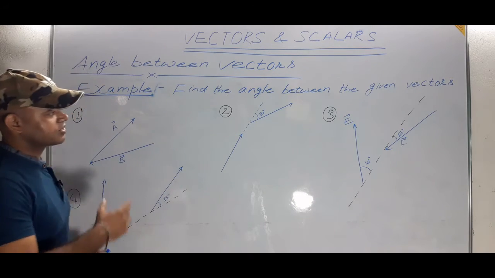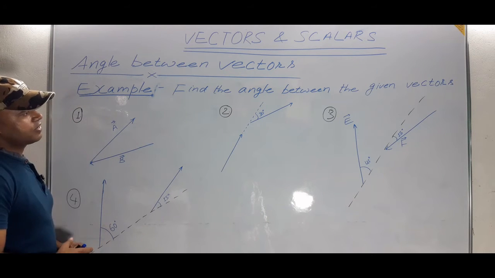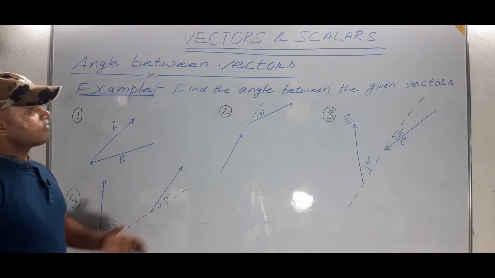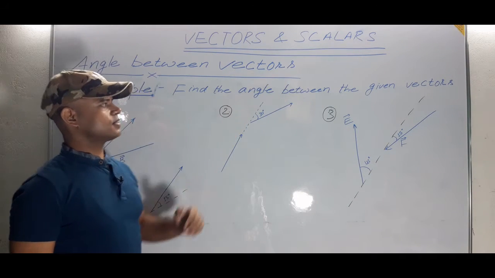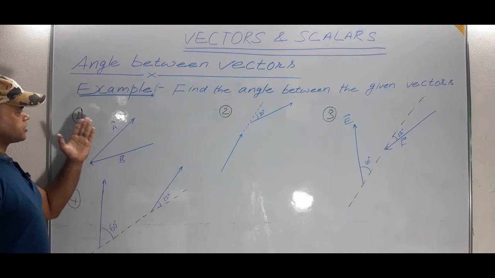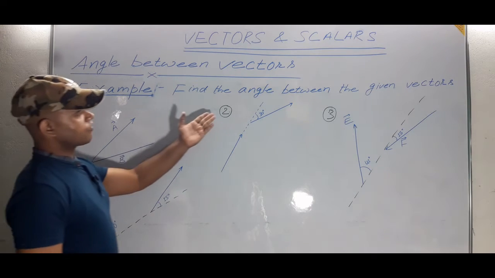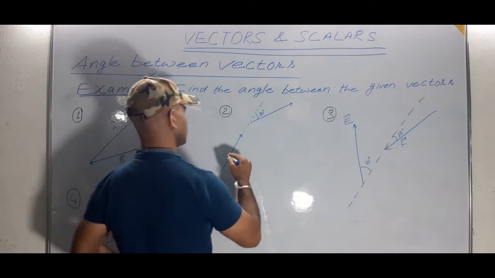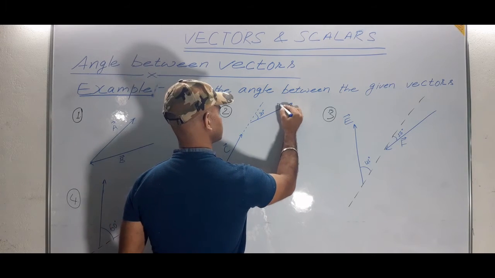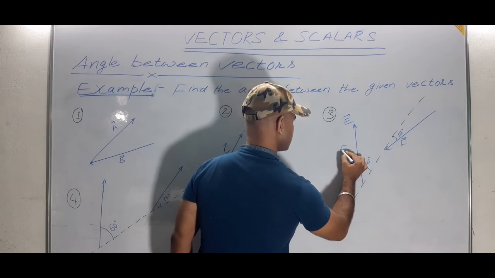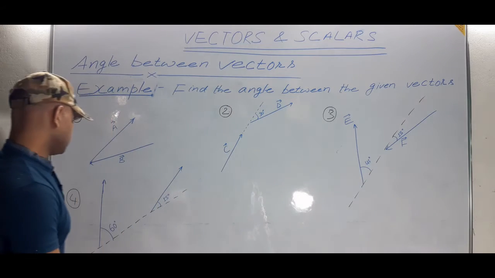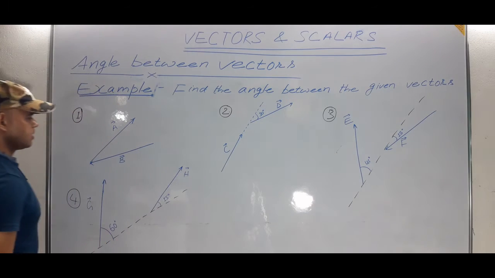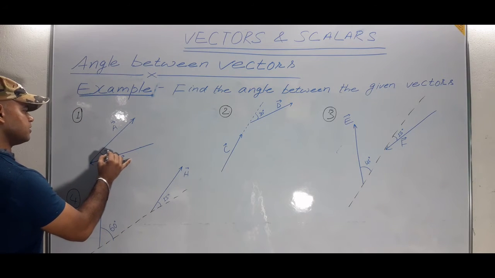Alright, so let's have a look at these examples very carefully so that we can understand what we have learned so far. So the question is, find the angle between the given vectors. So what are the given vectors? First question, A vector and B vector. Second question, let's name them A vector, B vector. This is C vector, D vector. This is E vector and F vector. This is G vector and H vector, right? And suppose this angle is 30 degree.